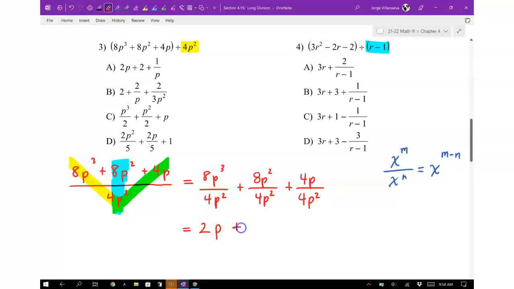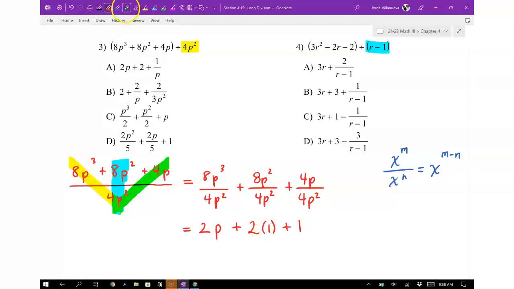Plus, now, 8 divided by 4 for my second fraction, that's 2 again. What's p squared divided by p squared? It's p to the what? Well, 2 minus 2, which is 0. What's p to the 0? What's anything to the 0 power? Not 0. It's 1. Anytime you raise something to the 0th power, it's 1. So we'll put times 1 plus 4 divided by 4. Well, that's a 1.